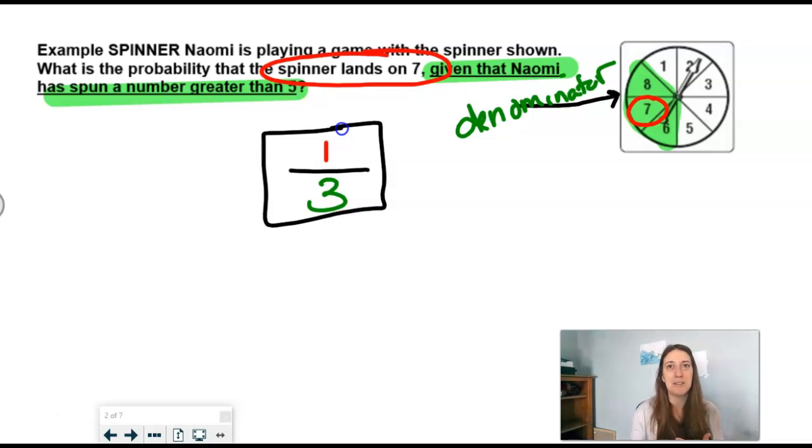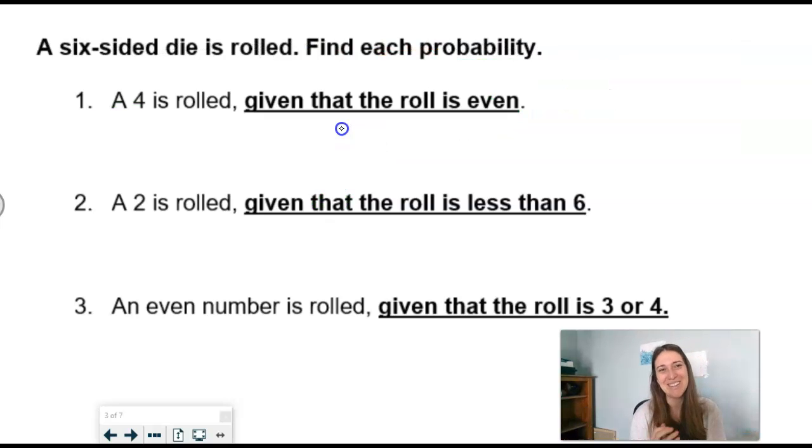So the calculation is the same. It's favorable over possible outcomes. The only difference is the number of possible outcomes has been limited. It's not the entire spinner. It's given that the number is greater than 5. So we know it's going to land on a 6, 7, or 8. I don't know how you know it. You just do. All right, so we have that 6-sided number cube is back.